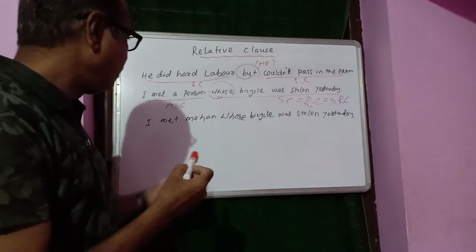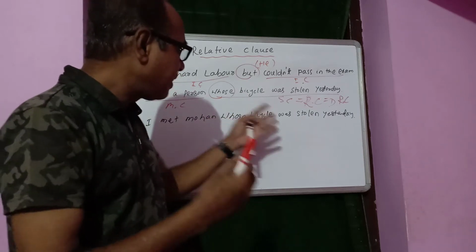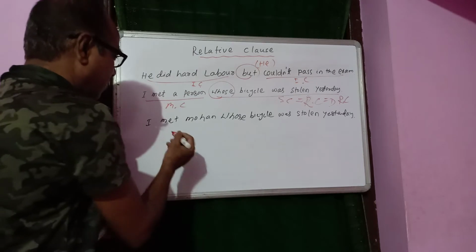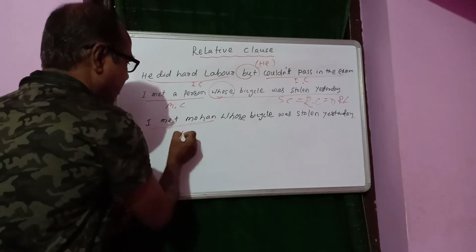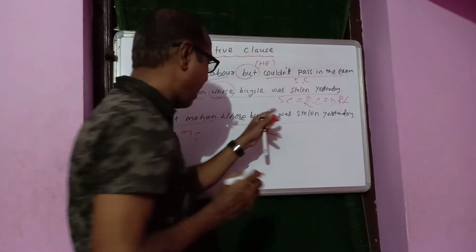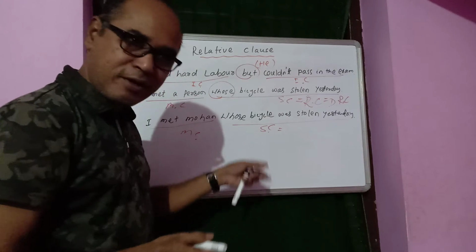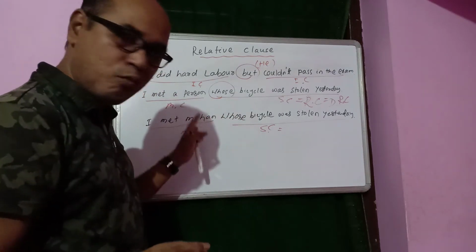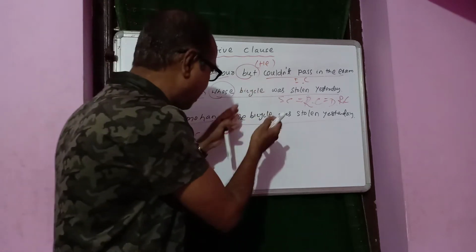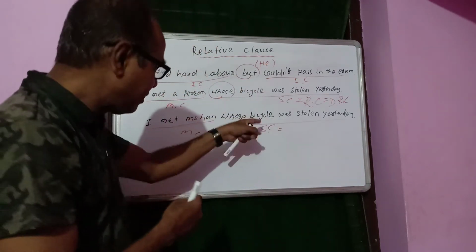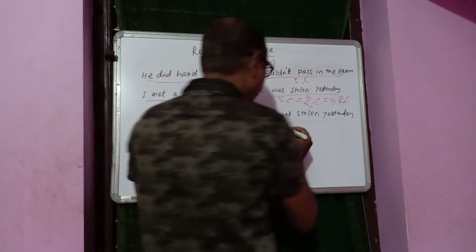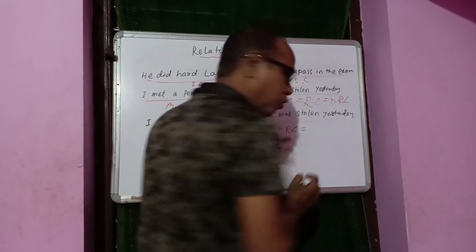Here, next example: I met Mohan, whose bicycle was stolen yesterday. Here what is the difference you see? "I met Mohan" is the main clause, MC, and this is the subordinate clause, SC. The subordinate clause describes Mohan, the noun, the person. This clause is used after the noun, it modifies. That's why it is called an adjective clause or relative clause. You see, this is RC. SC is equal to RC.